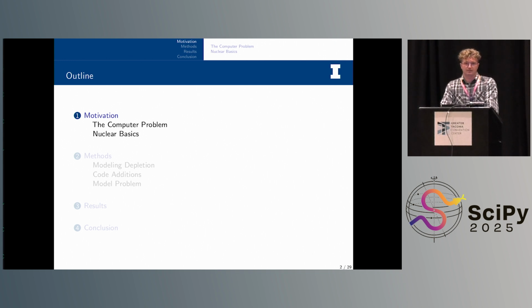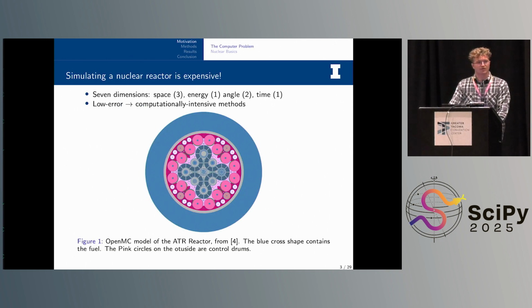Unfortunately, simulating a nuclear reactor is extremely expensive. We have this 7-dimensional equation called the neutron transport equation that we need to solve. I don't have it shown here. I can show it to you if you want. It's a little scary. We have 3 spatial dimensions, 1 energy dimension, 2 angular dimensions, and 1 temporal dimension.